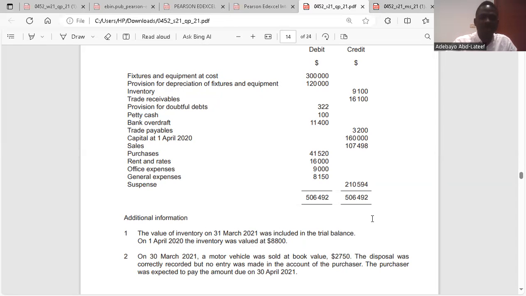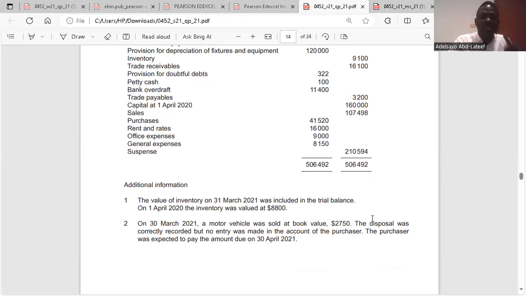Now, we have to check. Why do we have a suspense account here? We have a suspense account here because there are errors in the trial balance, which we have to correct. So you add it together. Now we have 300,000 plus 8,800 plus 16,100 plus 100 plus 41,520 plus 16,000 plus 9,000 plus 8,150 plus 2,750. It gives us 402,420. So now you calculate the credit side.